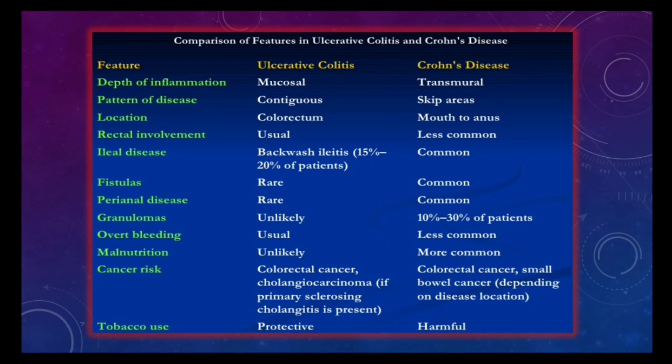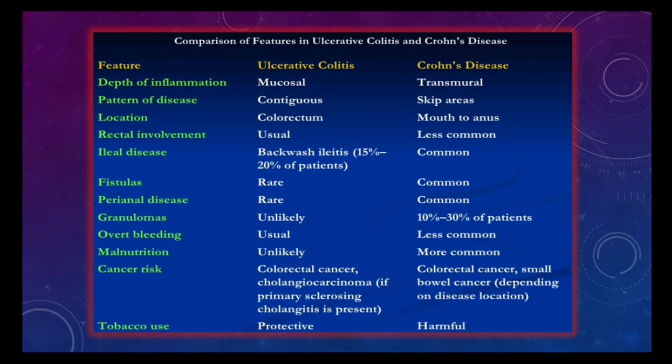Fistula in ulcerative colitis is rare, and in Crohn's disease it is common. Perianal disease in ulcerative colitis is rare, and in Crohn's disease it is common. Granuloma is unlikely in ulcerative colitis, while about 10 to 30% of Crohn's patients have granuloma in any part of the alimentary tract. Overt bleeding in ulcerative colitis is usual, and in Crohn's it is less common. Malnutrition in ulcerative colitis is unlikely, and it is more common in Crohn's disease.